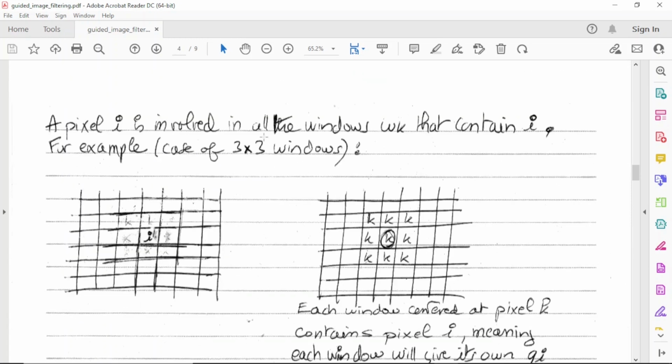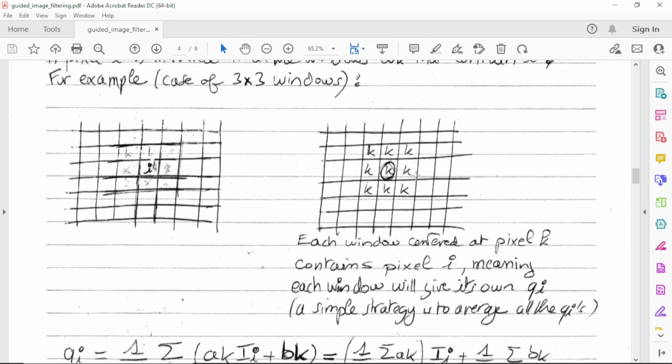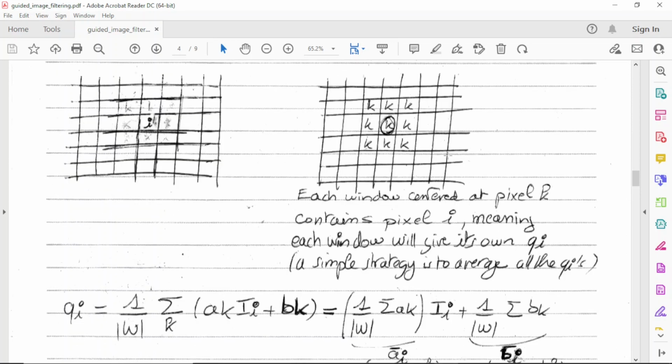Here there's a bit of a complication, because a pixel I is involved in all the windows omega K that contain I, for example 3 by 3 windows. I'm not going to go into the detail of this, but basically it means that you have to take the average of the AKs and the BKs.